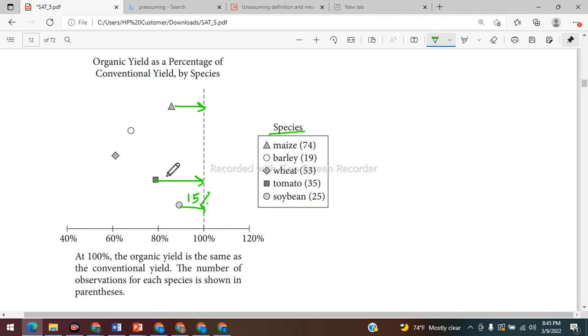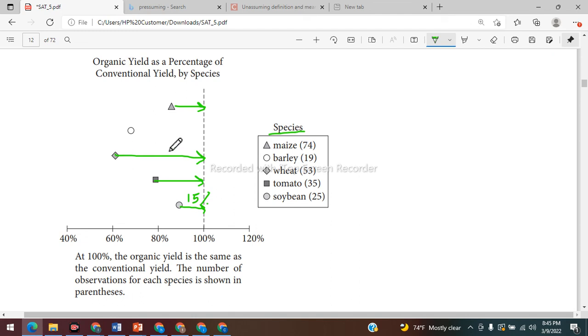And by the time you get to the wheat, it's way better to plant it conventionally, because there's a 40% difference. You get 40% more wheat if you plant it conventionally as opposed to organically.